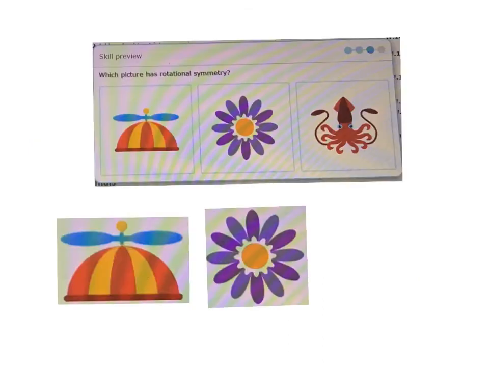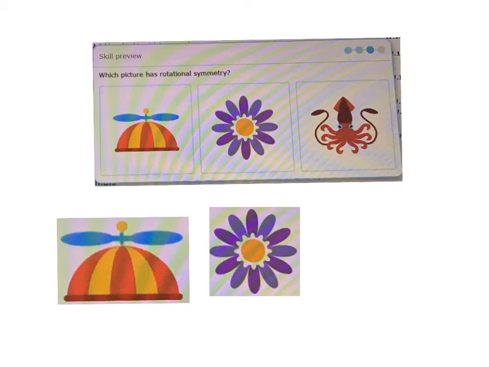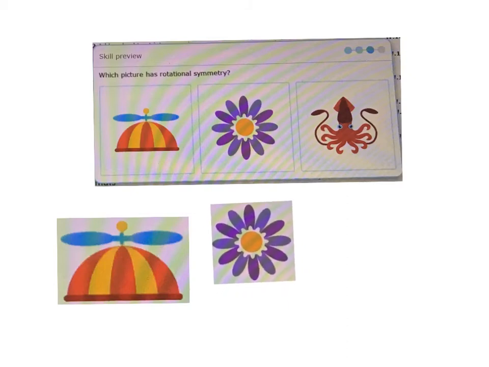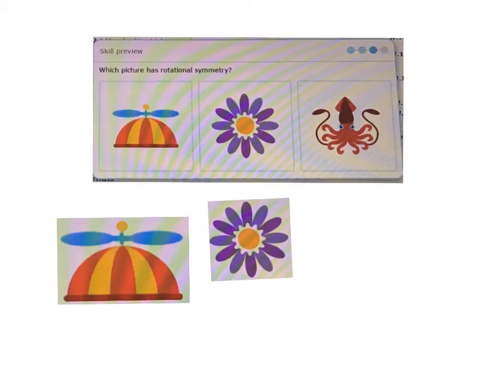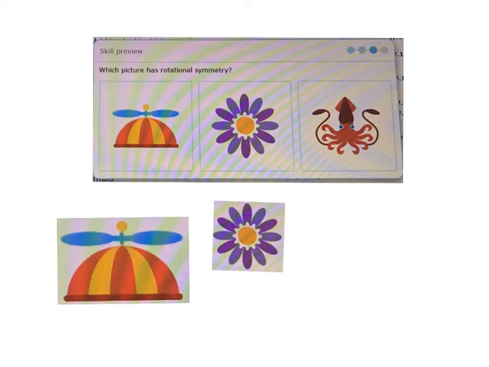So here's an example from the practice activity. Which picture has rotational symmetry? So I've blown up 2 of the pictures. Again, it should be the same size in order for it to be symmetrical, but it's just a little bit hard for me to do that. So I'll try and make it as symmetrical as I can. So which of these can I turn and it still looks the same? I'm hoping this is pretty obvious to you already, but I'm going to really make it visual.